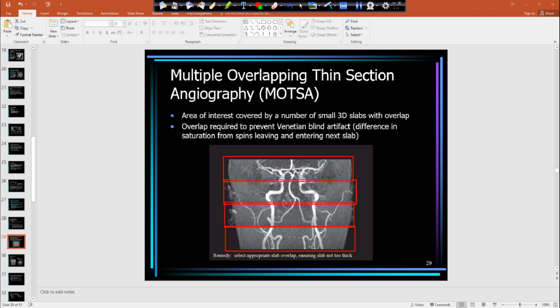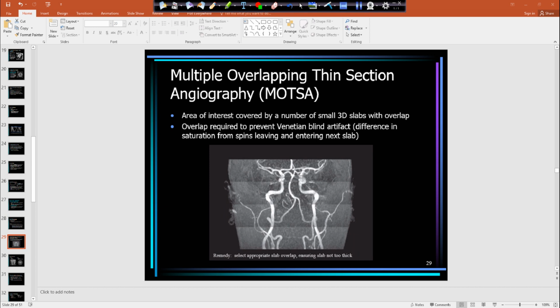So once again, here are the carotids and the circle of Willis, which we usually cover with a 2D because we can cover a larger volume with a 2D time of flight. But if you stack your 3Ds on top of each other, that helps that saturation issue. The only drawback to this MOTSA is if the patient moves in between acquisition of this slab and this slab, it creates this artifact right here.